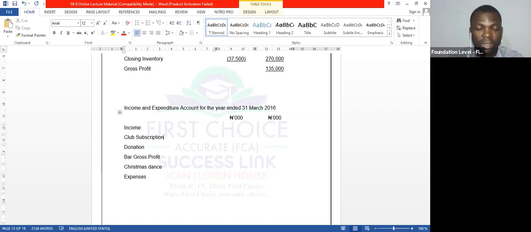Now, the first one that we have is club subscription. Now, club subscription, the amount given to us is 255,000. This 255,000 means the amount that we receive. Was it the amount that we received for this period or for last period? We don't know. So it means that we need to now calculate the amount that was actually received for that period. That is meant for that period.